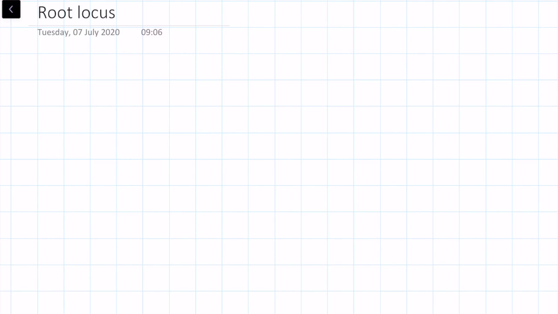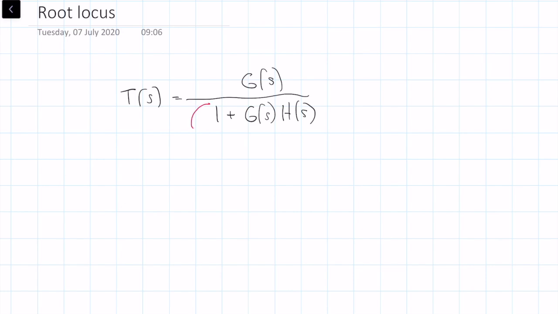Okay, so in order to use a root locus, we need an equation. Okay, and the equation that we use is from the transfer function. So the transfer function T of S is usually in the form G of S over 1 plus G of S H of S. Okay, and for the root locus, we only care about the characteristic equation, or the denominator. So the equation we really care about is 1 plus G of S H of S.